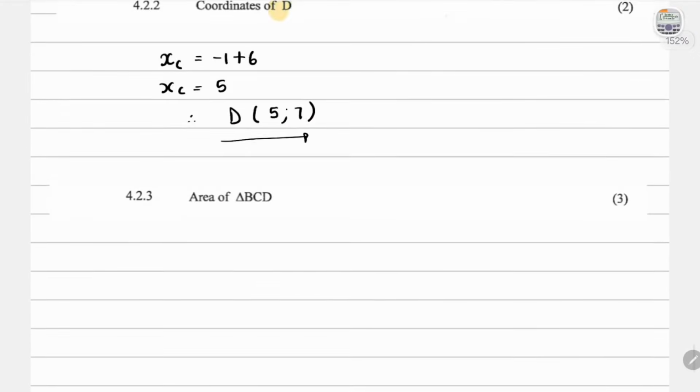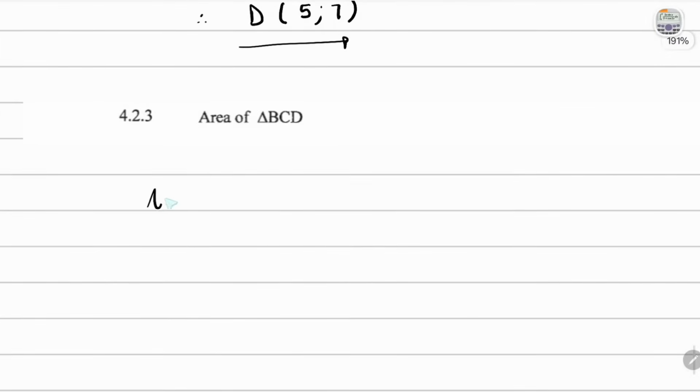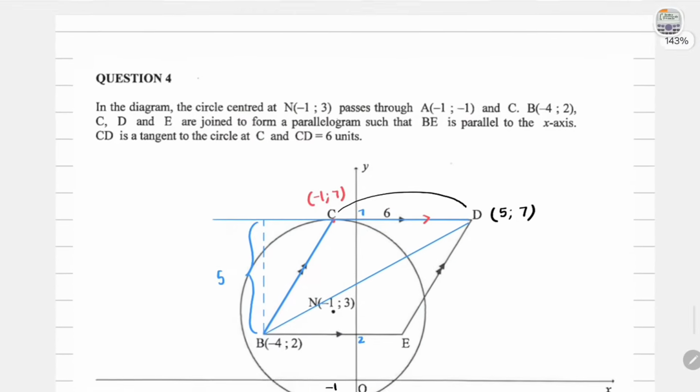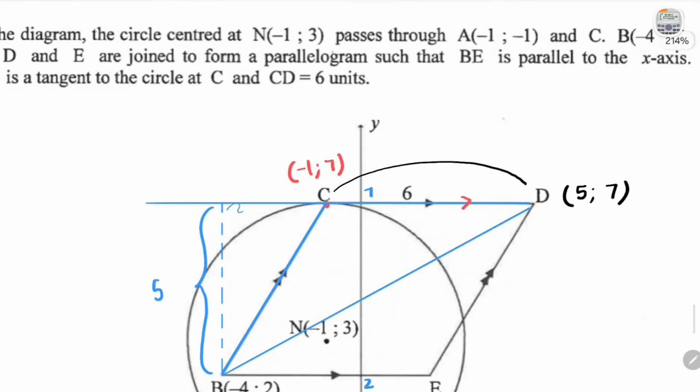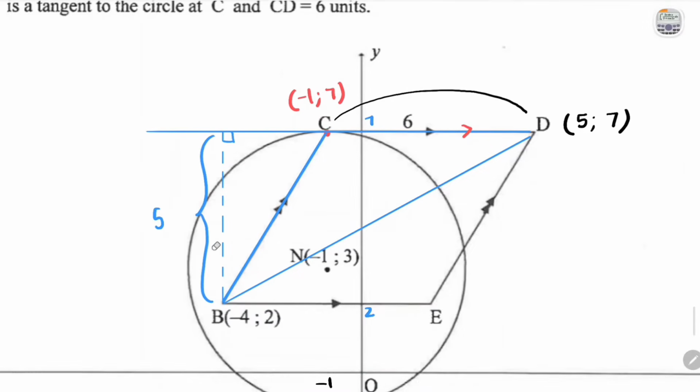We can tell them that the area of triangle BCD is equal to a half multiplied by the base and multiplied by the perpendicular height. It always has to be perpendicular, and yes, in this case it will be perpendicular to the base because this is a vertical line and that is the extension of that base, which is a horizontal line.